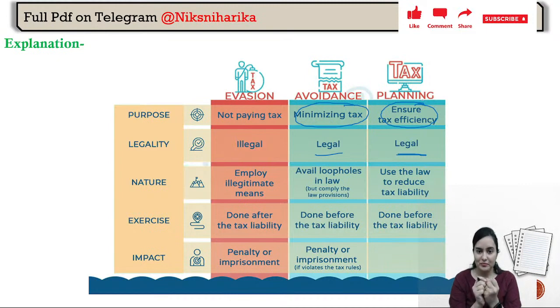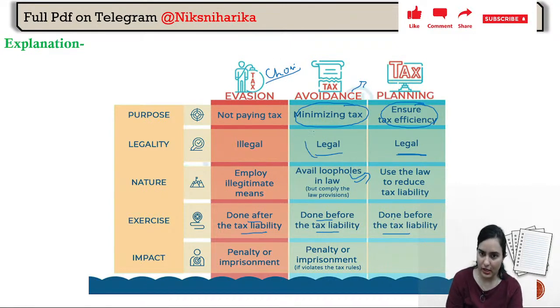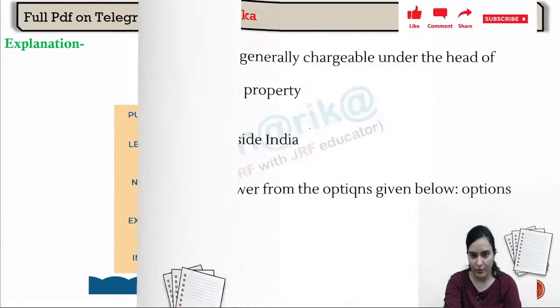And here what is the nature? Again, we are making use of law to reduce the tax liability, so unnecessarily we do not pay more tax. But here we are making use of the loopholes, and it is done before the tax liability. Evasion is done after the tax liability; that is tax theft. Avoidance is smartly using loopholes in a legal way, where the main purpose is to minimize tax. If we violate the rule, then we will be liable for imprisonment.